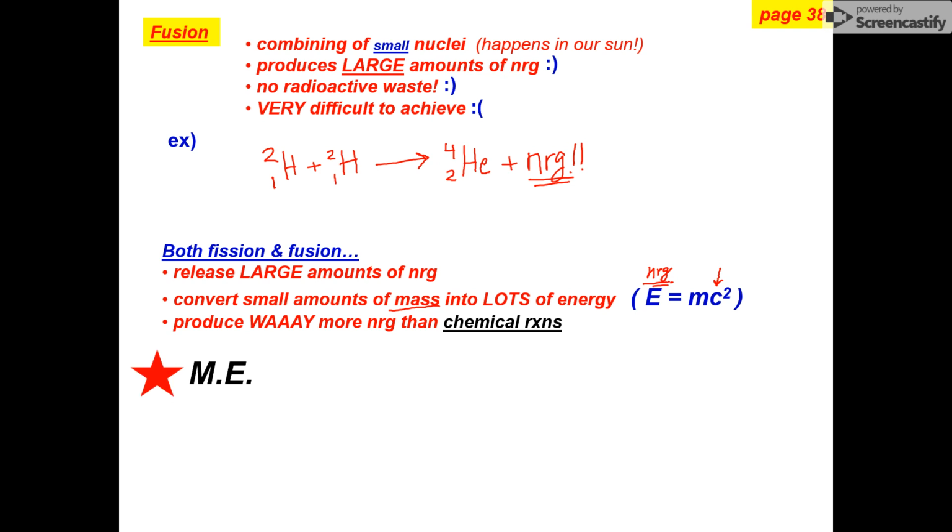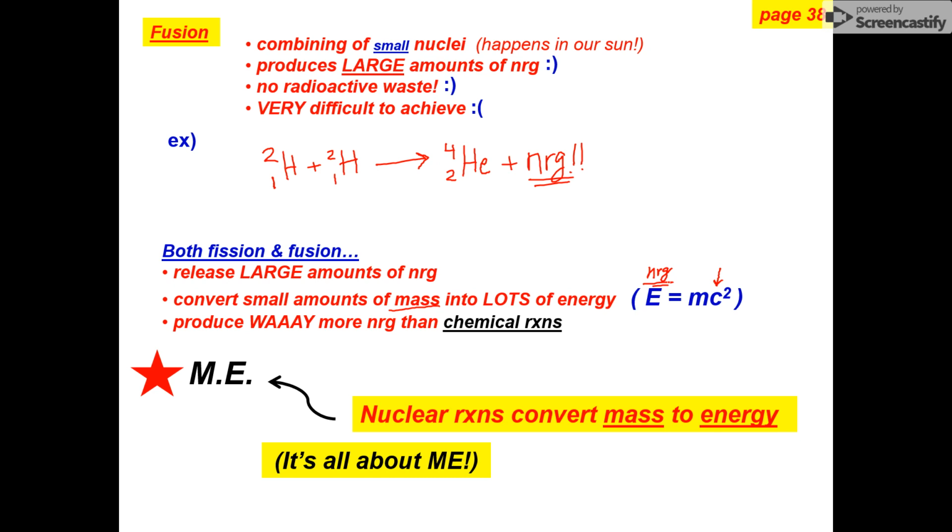And I want you to write down ME with a big star. Why? Because nuclear reactions convert mass to energy. They convert a little bit of mass into a lot of energy. It's all about me, folks. That's what you need to remember about nuclear reactions. It's all about me. They convert mass to energy. They start with mass. They turn it into energy. A small amount of mass becomes a very large amount of energy.